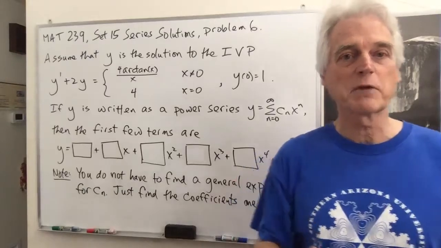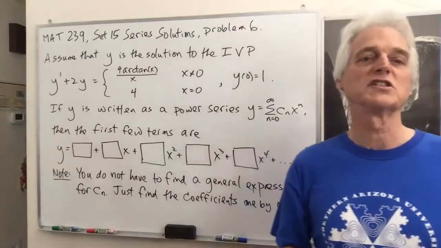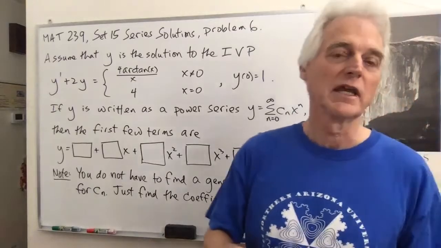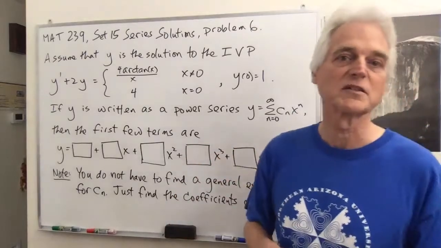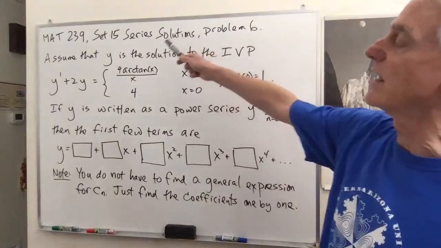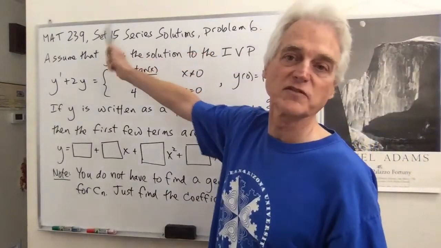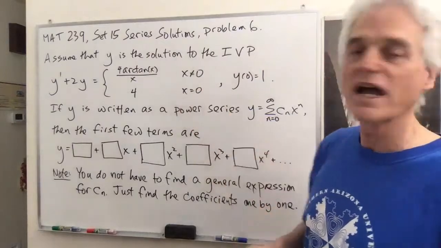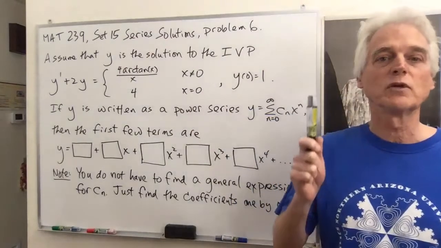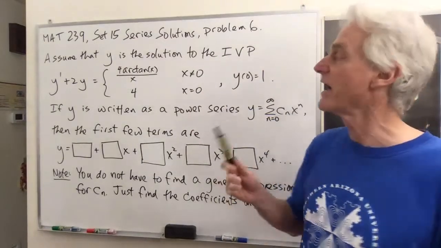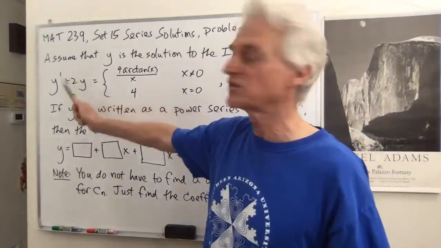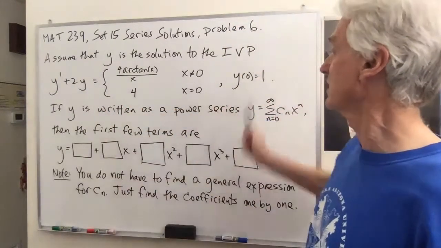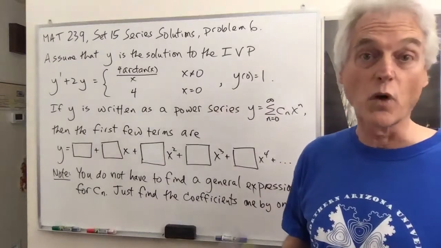Hello. Today I'm going to talk about a series solution to a non-homogeneous linear ODE. Its first order makes it a little bit simpler, but this is set 15, the last problem. Assume that y is the solution to the initial value problem, IVP, y prime plus 2y equals this mess. The initial condition y of 0 is 1.